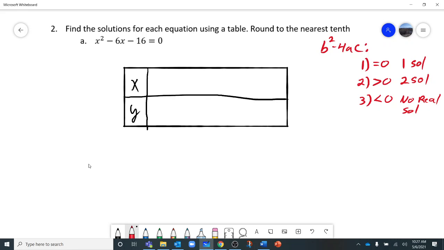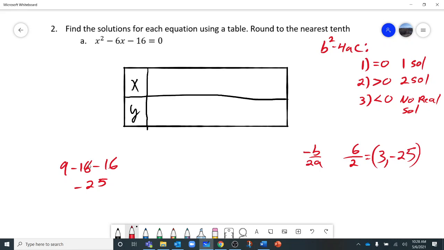Another strategy is to find the vertex, and this is in standard form, so we can find the vertex is negative b over 2a. B is negative 6, so that's a positive 6. A is 1, so 6 over 2, which gives us 3. So our x value is 3. We can then plug that in to find our y value. So 3 times 3 squared is 9, minus 18, minus 16, and that gives us negative 25, I believe. Yeah. So when x is equal to 3, it's negative 25.